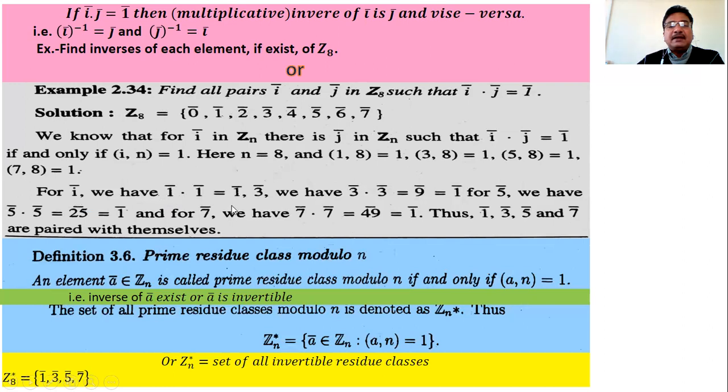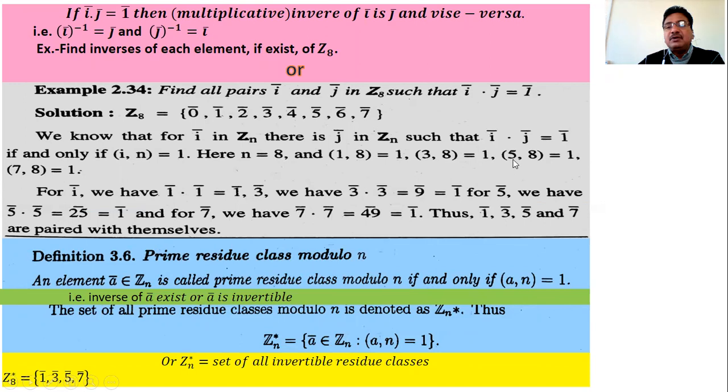So for I bar, 1 bar times 1 bar is 1 bar. So the inverse of 1 in Z8 is itself, 1 bar. Then if we take 3 bar, 3 bar times 3 bar is 9 bar, and 9 bar is 1 bar in Z8. So the inverse of 3 bar is itself, 3 bar. The inverses of 1, 3 and 5 exist. So what is the inverse of 5 bar? 5 bar times 5 bar is 25 bar, which is 1 bar. Therefore, the inverse of 5 bar is itself, 5 bar.